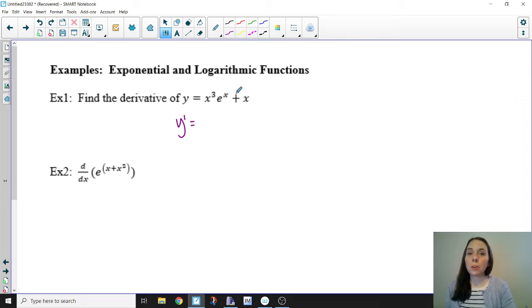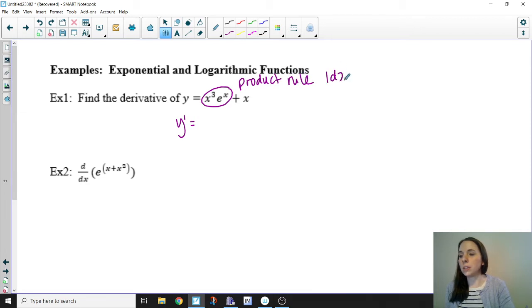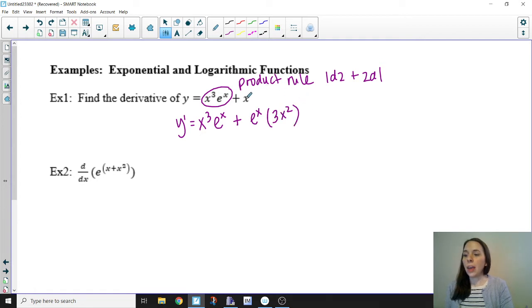But we need to keep in mind that we have other rules that we will have to reference at times. Like right here, we are going to use product rule. We have a product of two functions there. So let's use product rule to start, which is 1 d2 plus 2 d1. And that will give us x cubed e to the x, because the derivative of e to the x is itself, plus e to the x times 3x squared. Add on to that the derivative of x, which is just 1, and you're done. Not so bad, right?